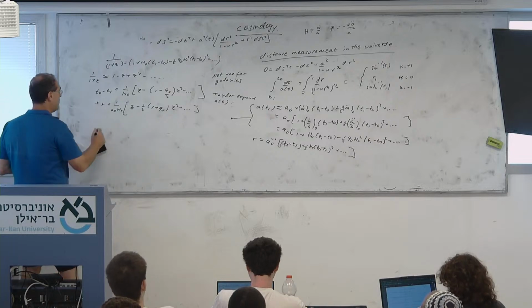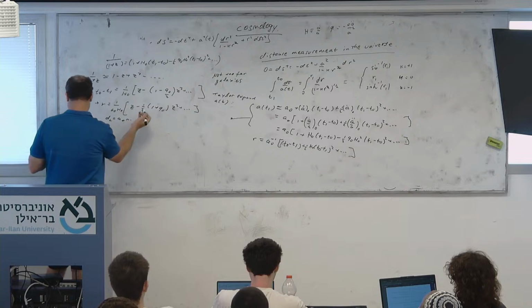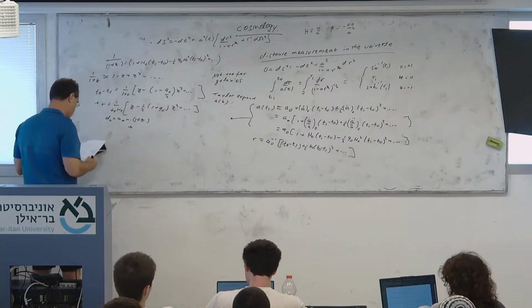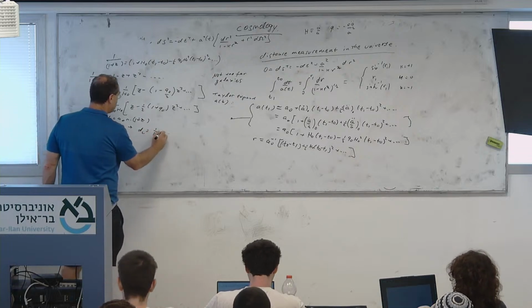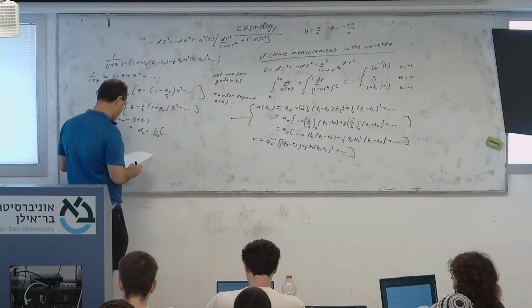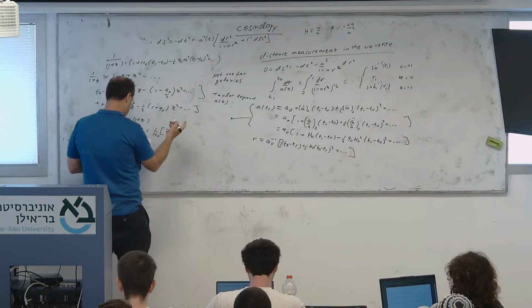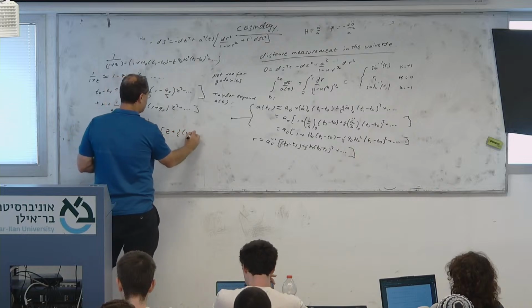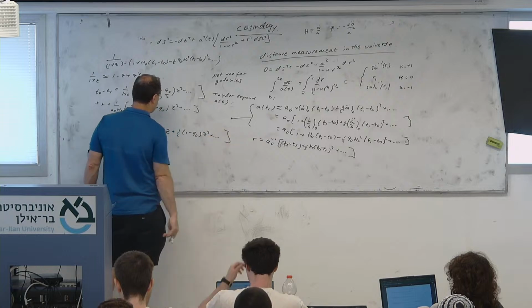So now I have D_L is A0 R times 1 plus Z. So finally I have D_L is equal to 1 over H0 times Z plus 1/2 (1 minus Q0) Z squared plus additional terms.